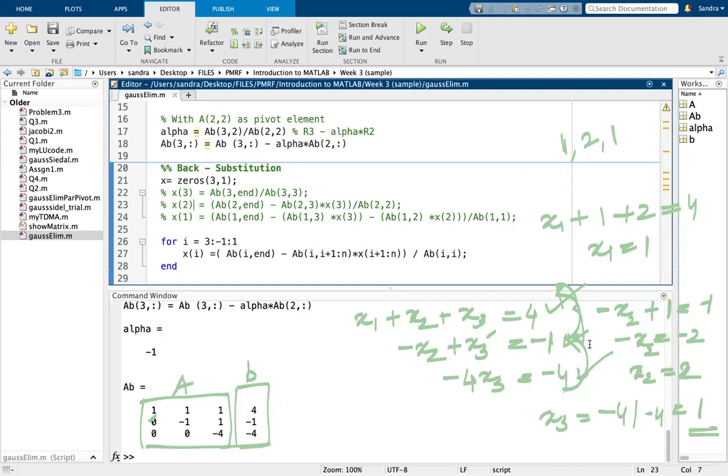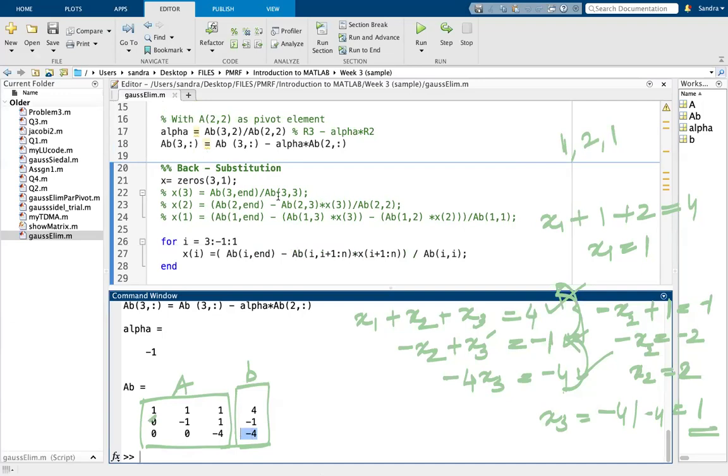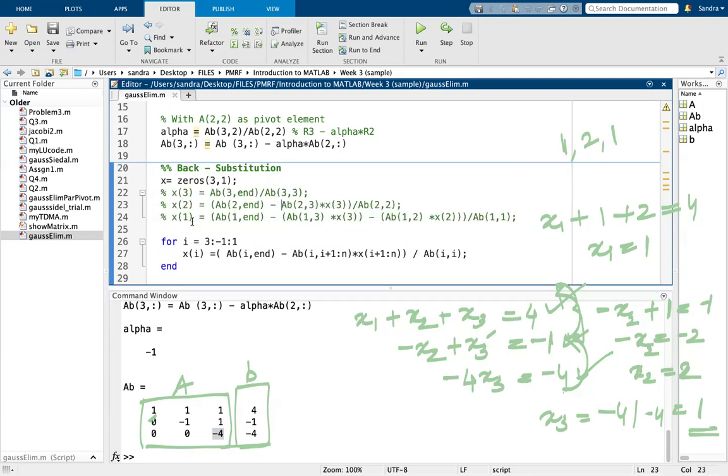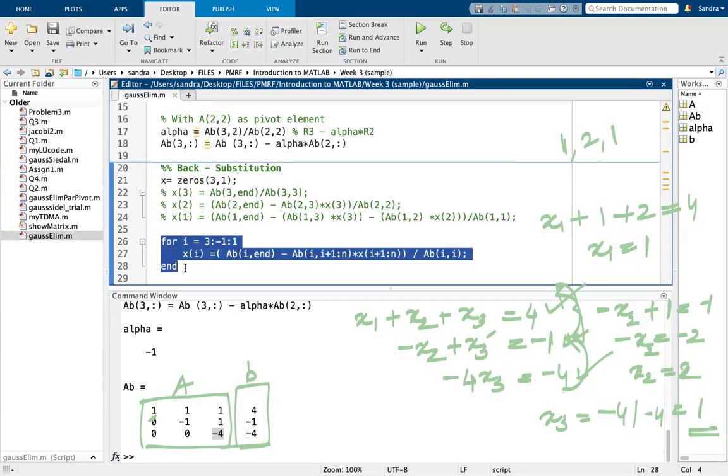The same thing, whatever I did, can be written in a loop because there is a pattern to it. This is how you write it. X3 is equal to the third row, last value, that is this value, divided by AB33, that is this value. You will be getting 1. Whatever I wrote mathematically, this is the Matlab way of writing it. Now you can see there is a pattern to it. Because of that pattern, you can write a loop doing the same thing.